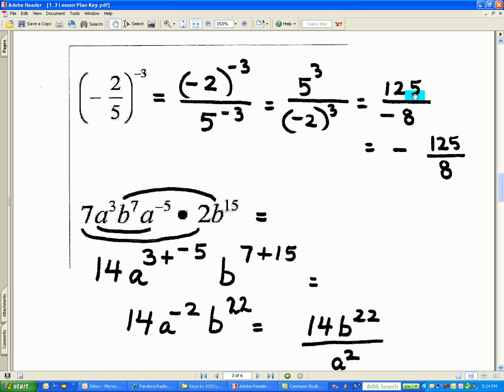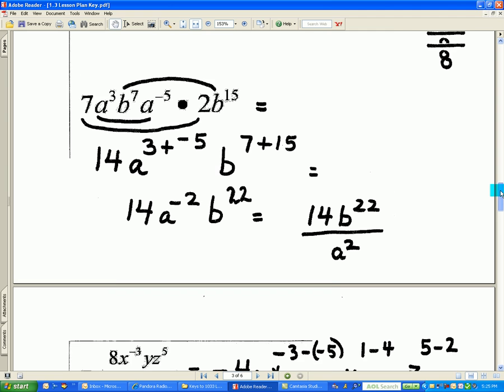And then what we have now, when I finish the problem, 5 cubed is 125, -2 times -2 times -2, which is what the parens indicate we do, is -8. Positive divided by a negative becomes a negative, and we're left with the answer -125/8. All right, let's look at the next example.